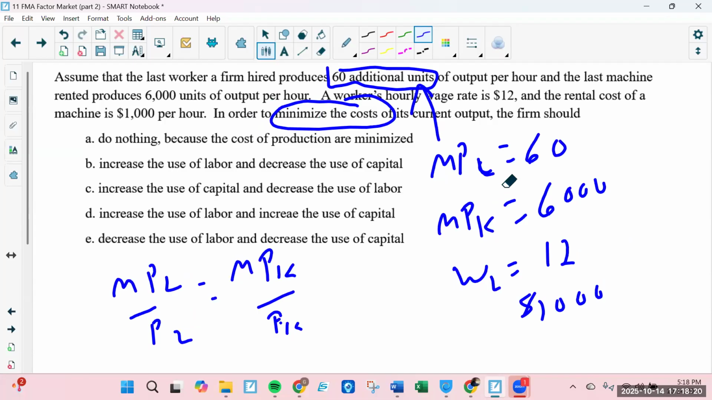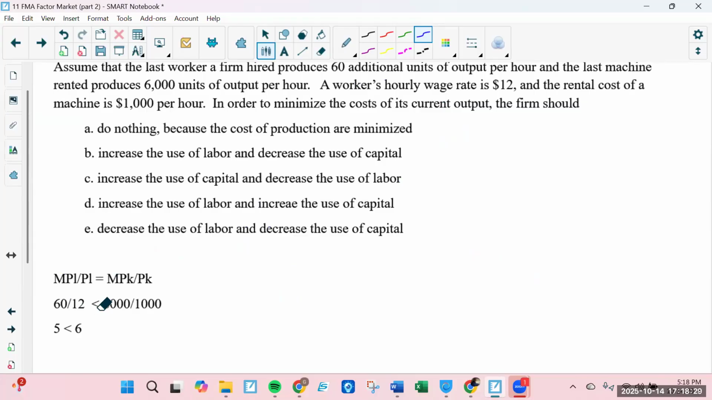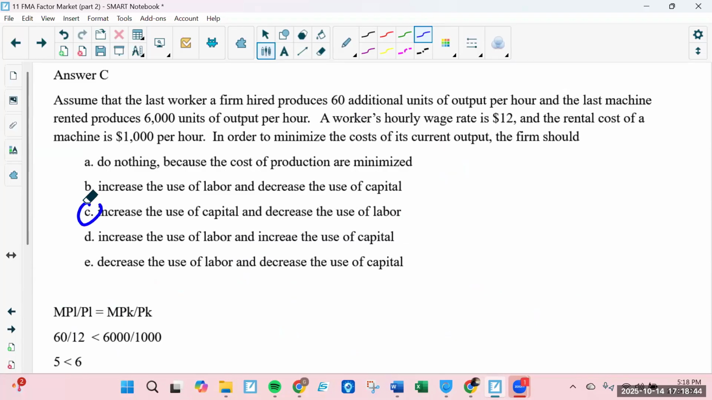So what do we do here? We plug in the numbers and we find out that 60 over 12, I've already done it on the next page, is actually less than 6,000 over 1,000. So what do you do? You hire more capital because 6 is greater than 5. But if you're going to hire more capital, you also have to decrease the amount of labor, because you only have an X amount of money.